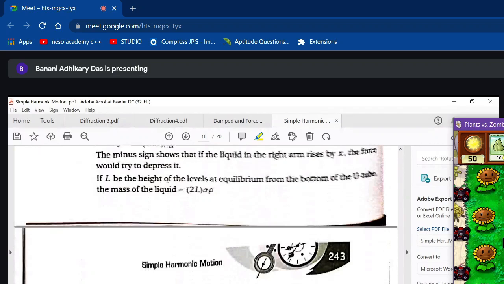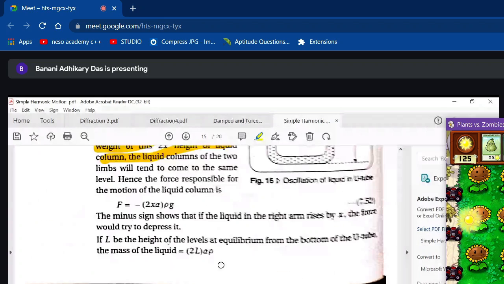d2x/dt2 is the acceleration. So mass into acceleration is the force. How much is the force? The force is equal to minus 2x alpha times rho into g. If you have understood this, the rest is very easy. Many things cancel out: the 2 cancels, the rho cancels, the alpha cancels.